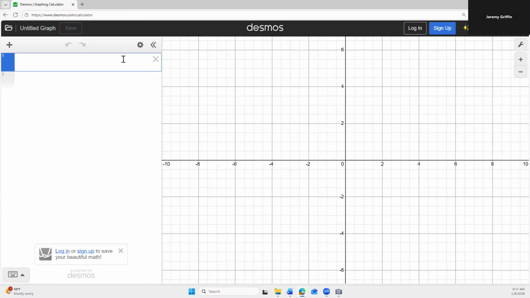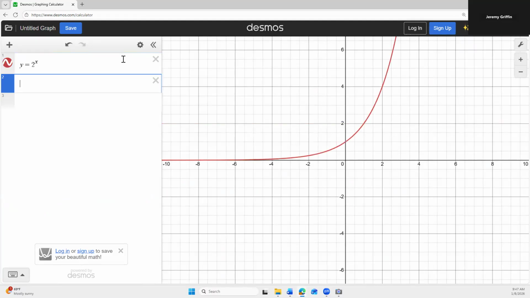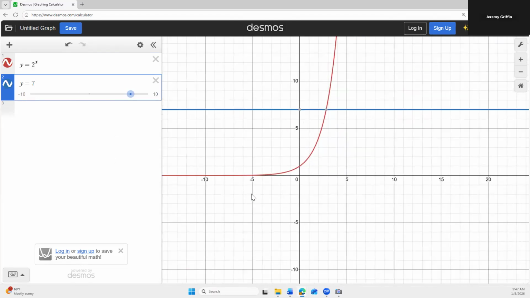So what if I said y equals 2 to the power of x as one graph, and a different graph, y is equal to 7, just as a constant value. Let's go back a little bit. You guys see where those two curves intersect? If I said 2 to the power of x is equal to 7, then what is x equal to? It's a weird decimal, like 2.8 something. But it's just where the graphs intersect, so you can solve things graphically.